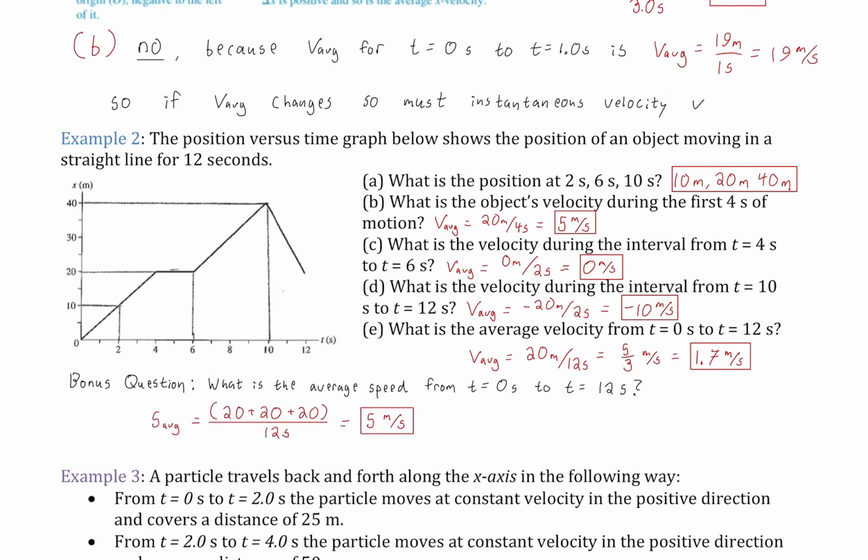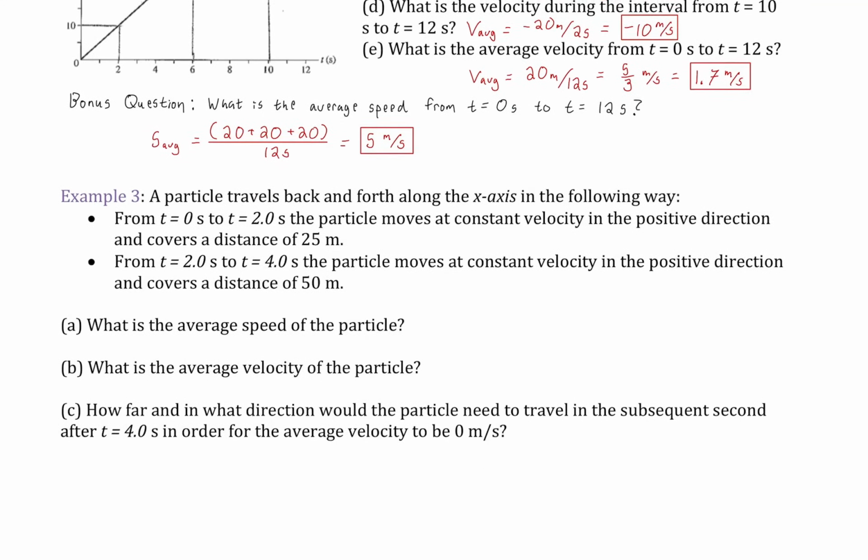So that means that average speed actually would be the sum of the displacements, 20, 20, and 20, for a total distance of 60, which is done in the 12 seconds. So the average speed is actually 5, much larger than the average velocity. And that's because the particle spent some time going backwards from 10 to 12 seconds. Okay? All right, last example.